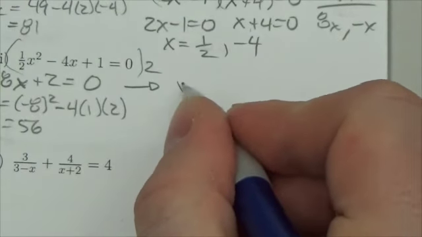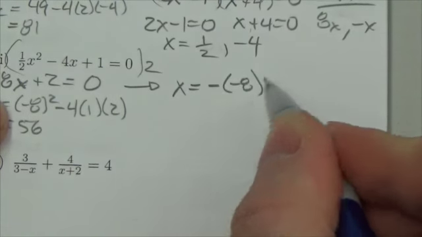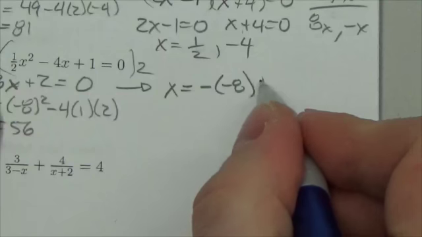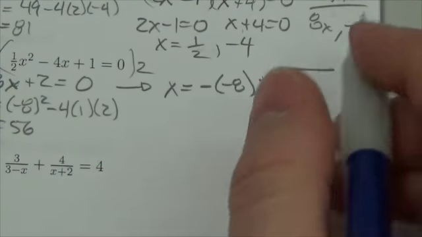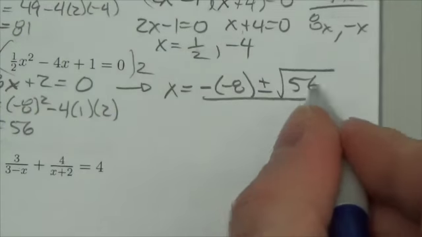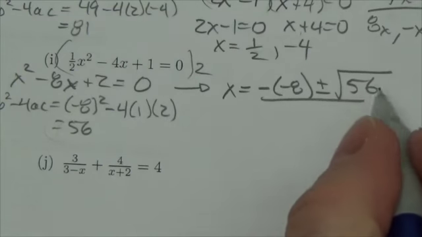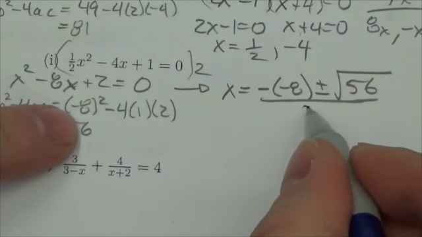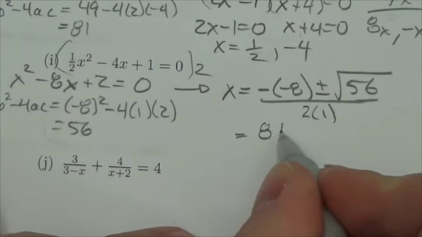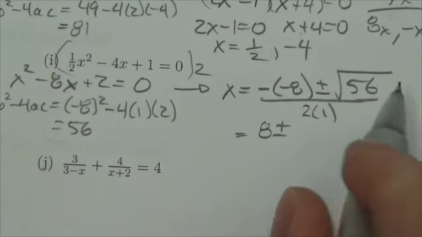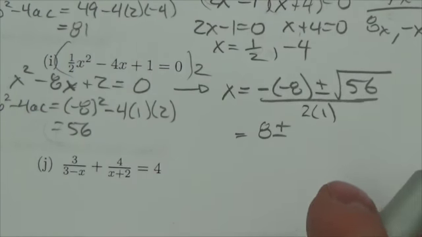So this is going to be x is equal to negative b, so negative of negative 8, plus or minus the square root of, well, now here's the brilliant part of what just happened here. I already know that this is 56 because I figured out the discriminant over here to help me out with it. And then this will be 2 times a, which in this case is just 1. So my answer here is going to be positive 8 plus or minus, now 56. Let's think about this, 56.